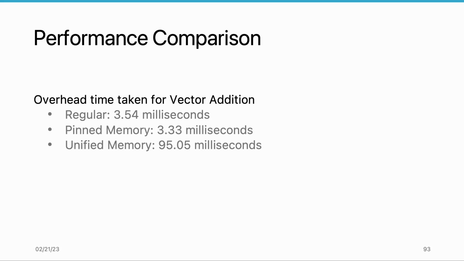In the next video, we will talk about HIP events and how they can be created to monitor the execution of a command on the GPU.